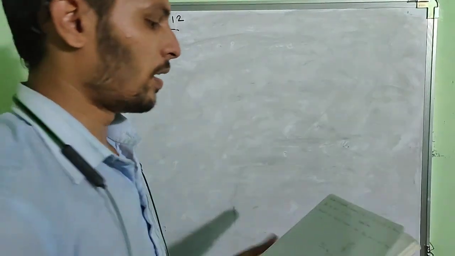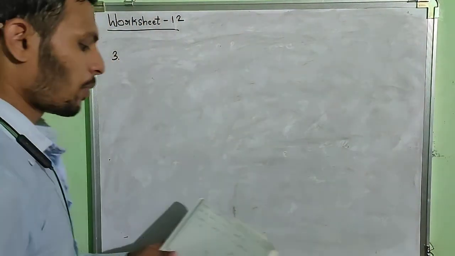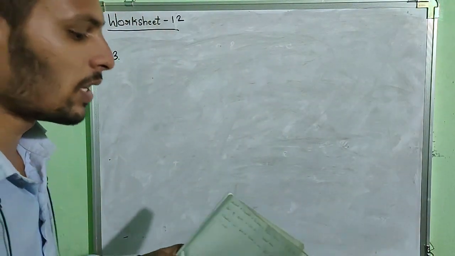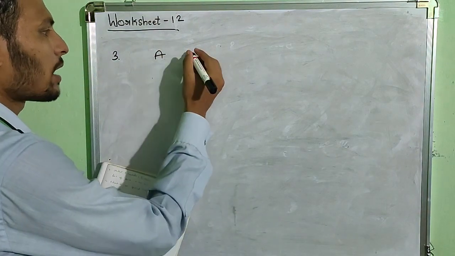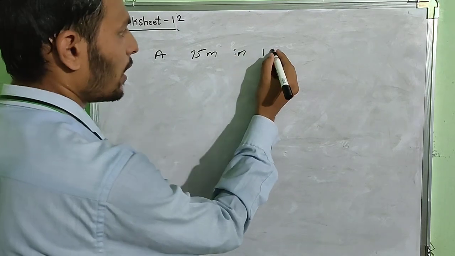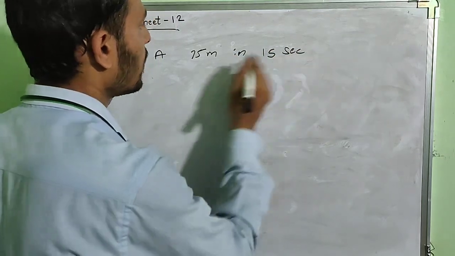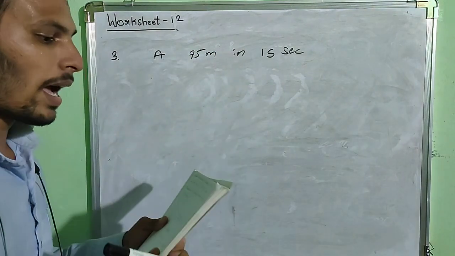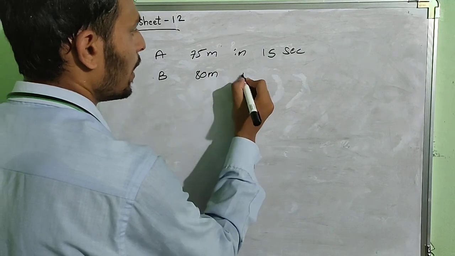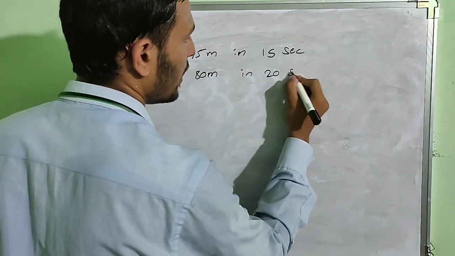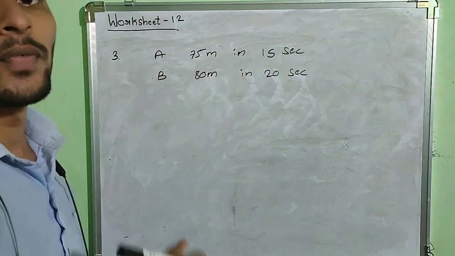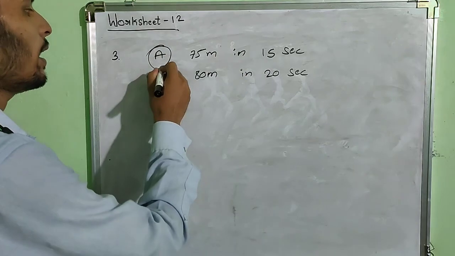Now we have question number 3. He says a student A travels 75 meters in 15 seconds, and student B travels 80 meters in 20 seconds. He is asking who is traveling faster, student A or B.